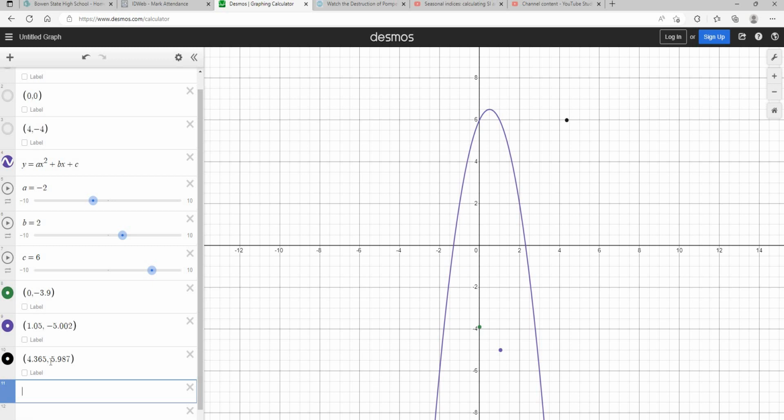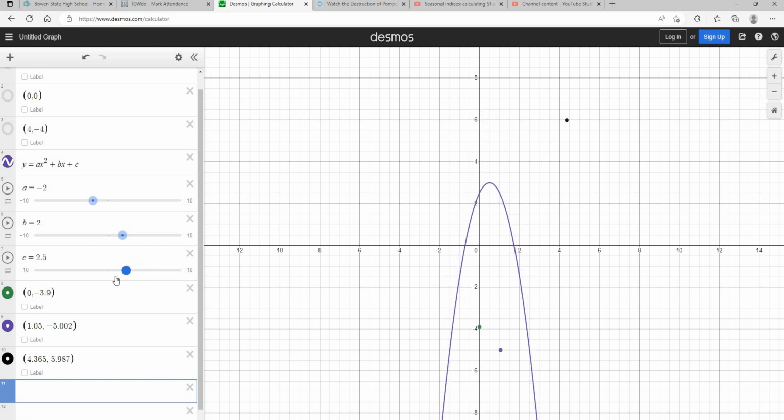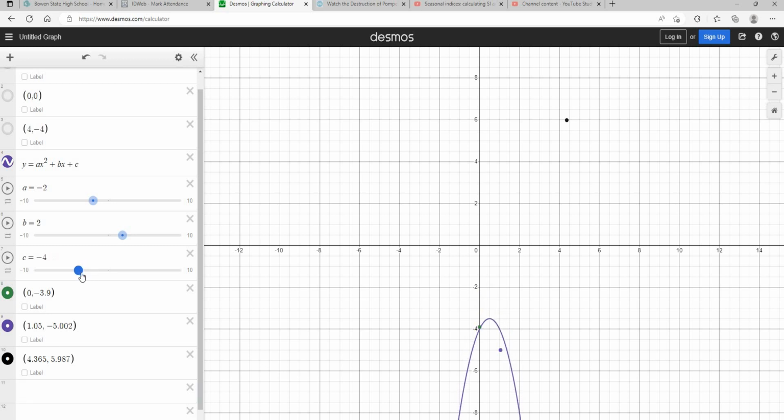If you cast your eyes up here, as always, I'm gonna lock in my C value first. C equals -3.9. Clearly, A should be positive, so I'm gonna flick A back up into the positive. And then I just play with B until the turning point looks about right. Where would the turning point likely be? Lower? So somewhere over here, I would assume.